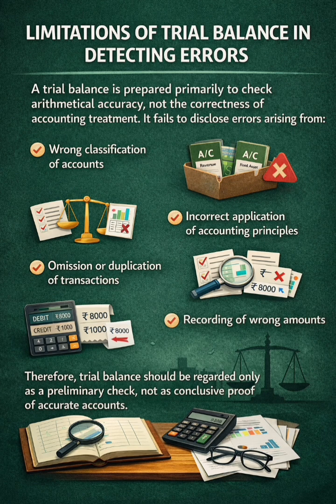Limitations of trial balance in detecting errors. A trial balance is prepared primarily to check arithmetical accuracy, not the correctness of accounting treatment. It fails to disclose errors arising from wrong classification of accounts, incorrect application of accounting principles, omission or duplication of transactions, and recording of wrong amounts. Therefore, trial balance should be regarded only as a preliminary check, not as conclusive proof of accurate accounts.